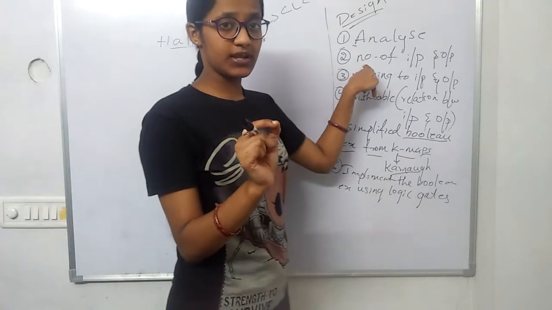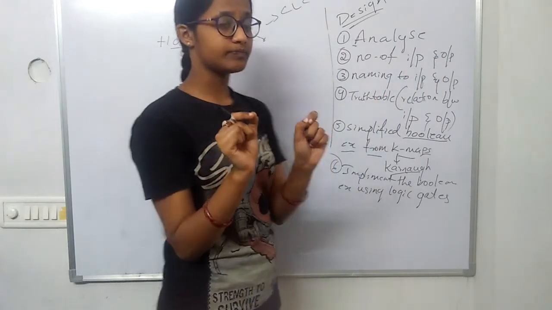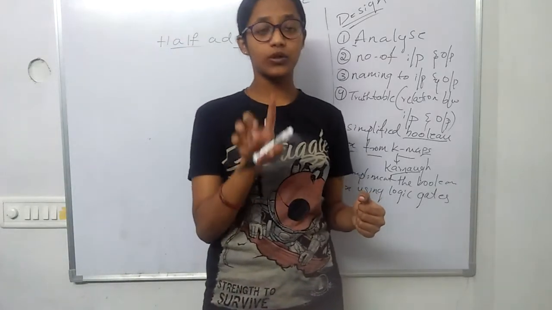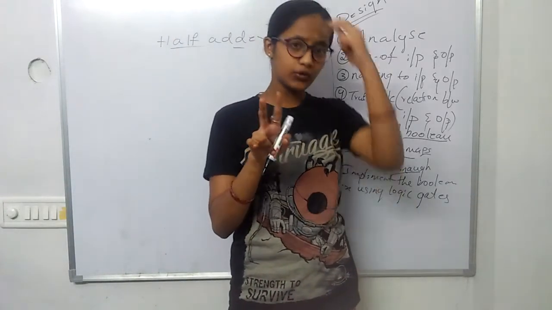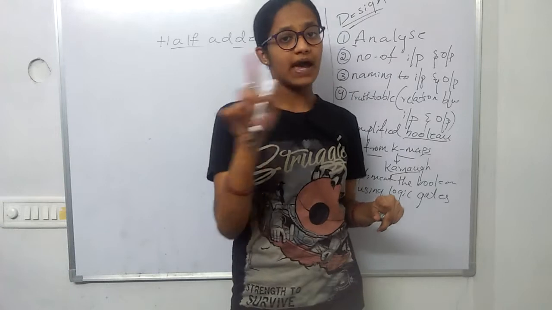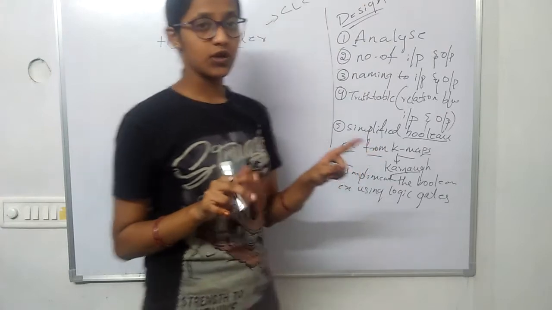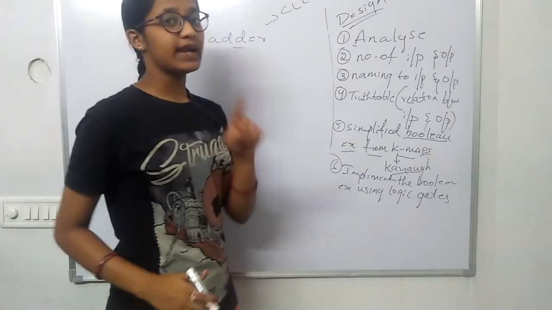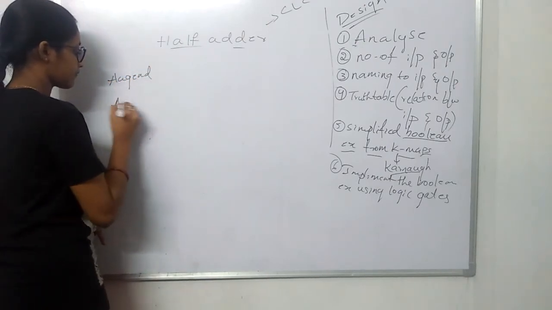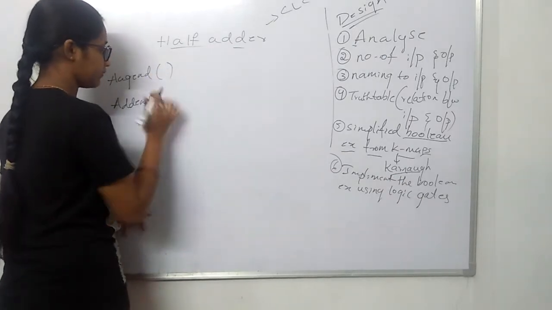Next one, determination of inputs and outputs. We have to determine how many inputs and outputs the logic circuit has. As it is a half adder, you can add only 2 binary inputs. As you have only 2 binary inputs, you will get two outputs, one for sum and one for carry. So 2 inputs, those are the augend and addend. Let's say A, B, you can name them.